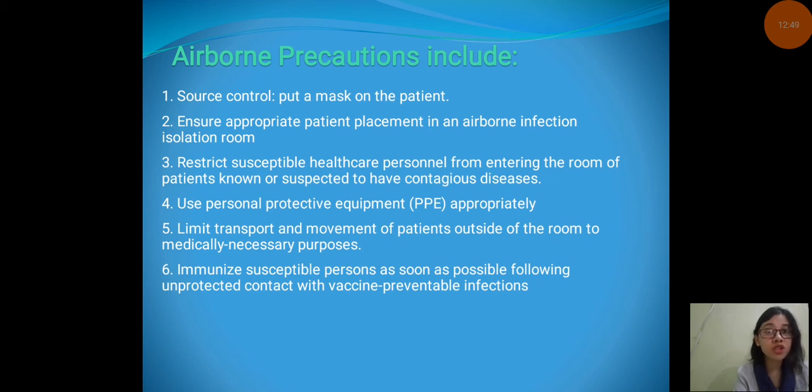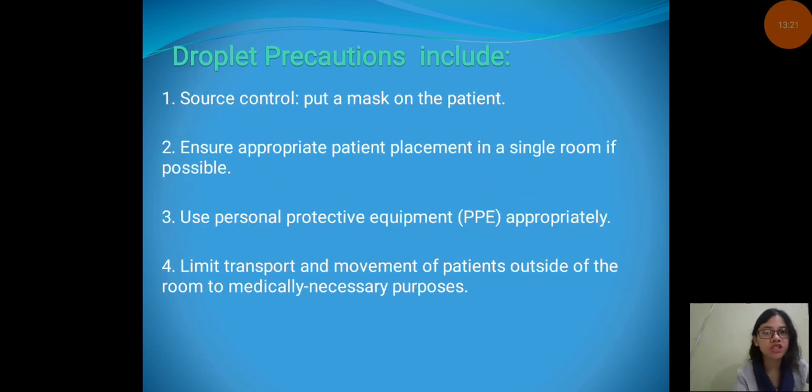Fourth is the use of the PPE appropriately. Fifth, limit transport and movement of patients outside of the room to medically necessary purposes. And sixth is immunize susceptible persons as soon as possible following unprotected contact with vaccine preventable infections. So that's for the airborne precautions. Let's move on to the droplet precautions.